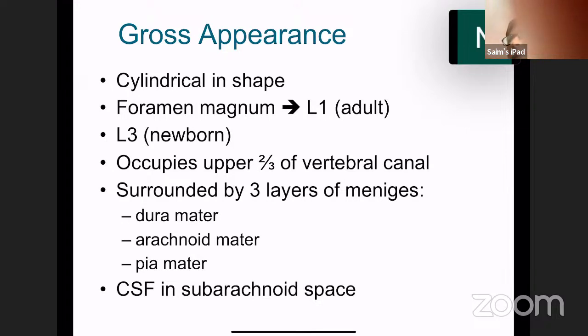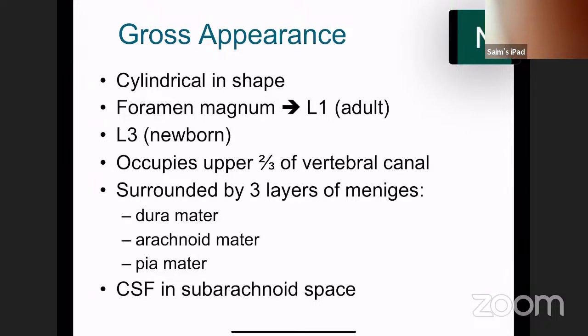Okay, because the spinal cord is becoming shorter in length, the spinal nerves which were initially arising at the same level and exiting through the intervertebral foramen are now moving to a lower level and coming out through the intervertebral foramina at the lower level.